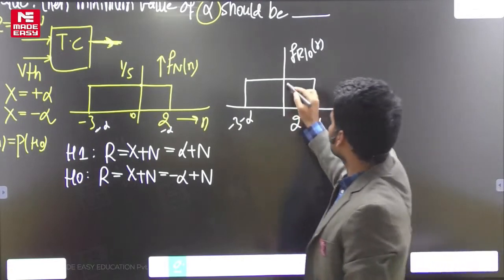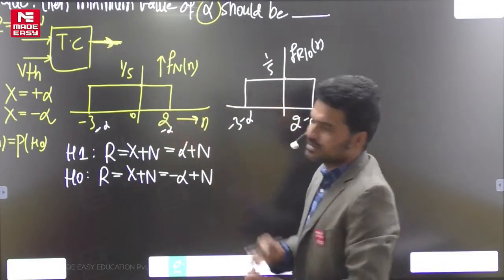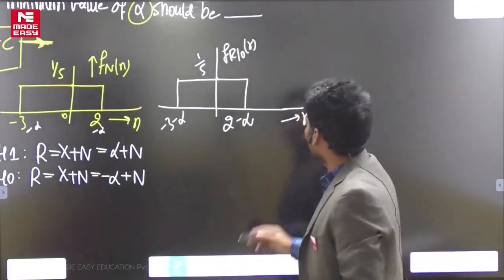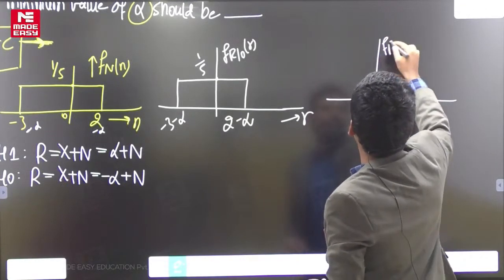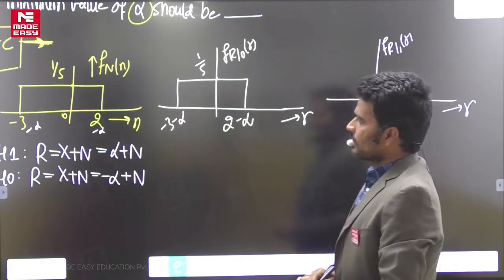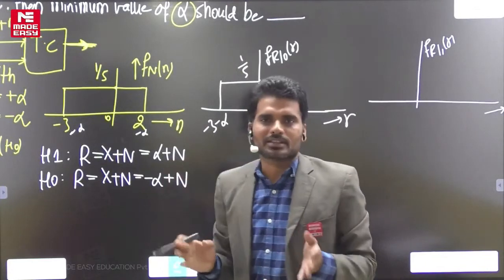Okay, the height of course will be 1 by 5. The density function is just shifted, that's it. Now what is the density function of R when 1 is transmitted? f(r|1). When binary 1 is transmitted, R is equal to alpha plus n.